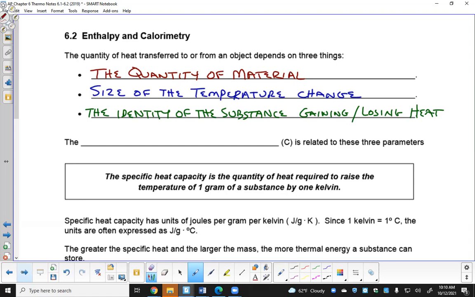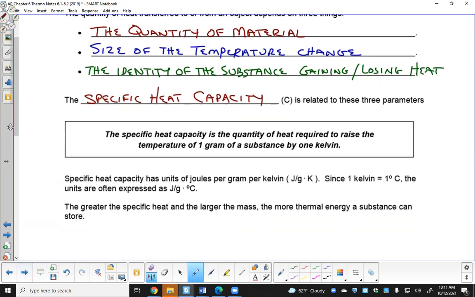There is a concept that ties all those together, and that is called the specific heat capacity. Abbreviated by the letter C, it relates all three of those parameters to each other. Specific heat capacity is something that we haven't looked at before, and it is an intensive property of matter. So it is unique to that substance, can be used to identify that substance.